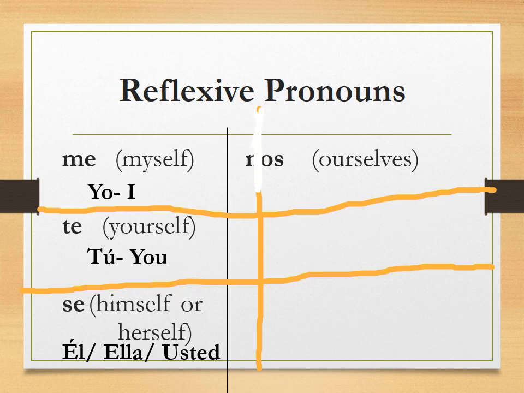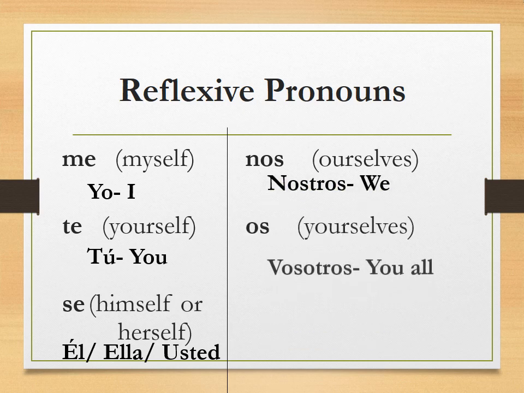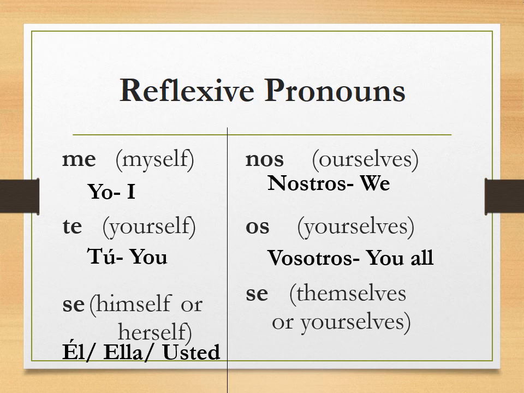No, I didn't really erase it. Here we go. You have nos, os, and you have se. So they correspond with your pronouns that you're used to. So yo, if you're going to conjugate in a yo form, you're going to be using me. If it says tú, you know you're going to be using te. If it uses any of these people or a person's name, you're going to use se.